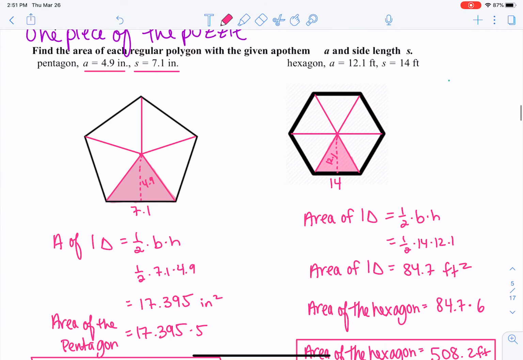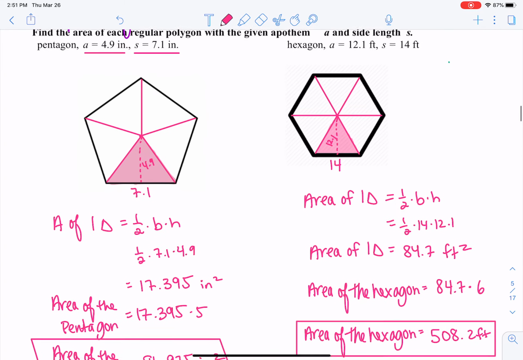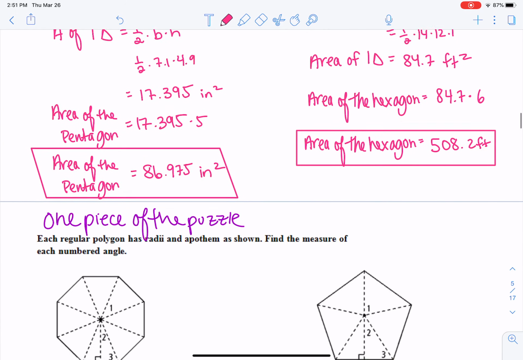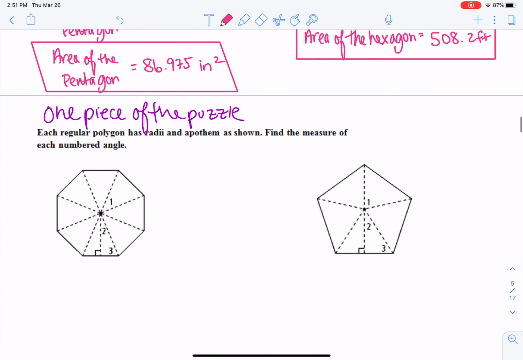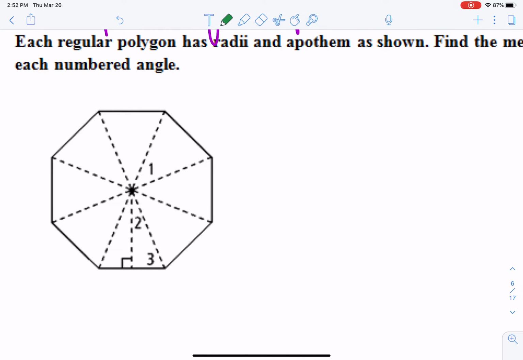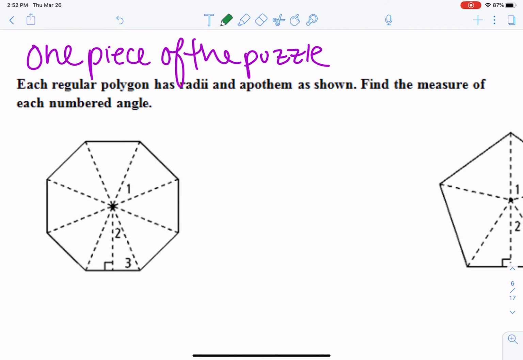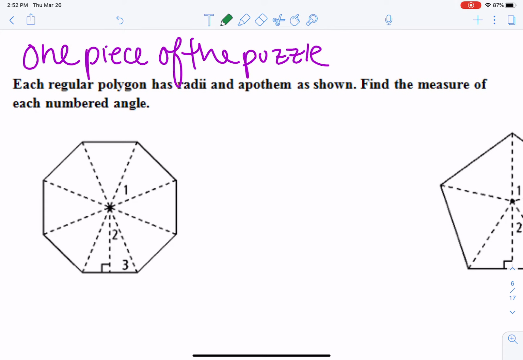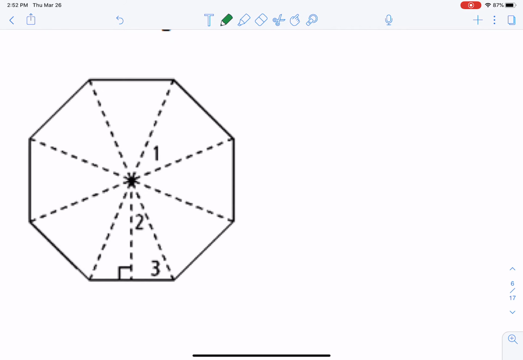Sometimes they're not going to give us those. They're only going to give us one of them, and we're going to have to figure out the other one. That is where some angles and trig comes in. So let's just start with the angles before we add the trig in. So here we've got 1, 2, 3, 4, 5, 6, 7, 8 sides. So we have an octagon. And each regular polygon has the radii and the apothem as shown. Find the measure of each numbered angle.